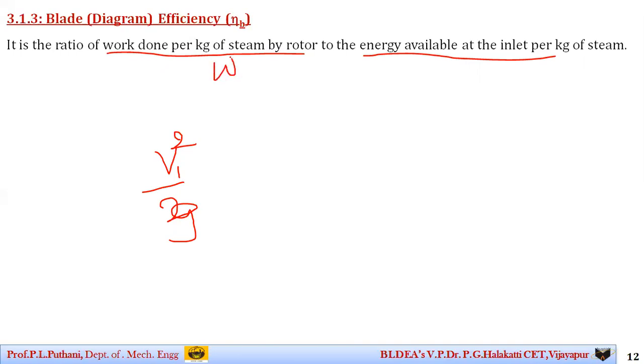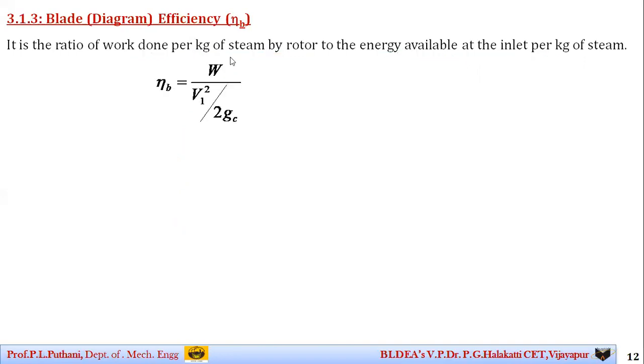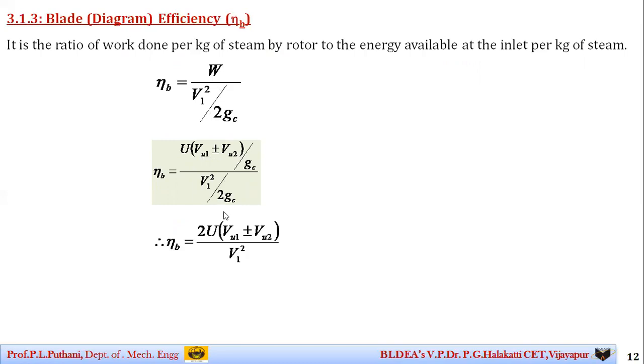So the ratio of these two will give us the blade efficiency, also known as the diagram efficiency. So W by V1 square by 2gc. W is U delta VU, that is U times (VU1 plus or minus VU2) by gc, or I can write it as U delta VU by gc, or on simplification, 2U (VU1 plus or minus VU2) by V1 square. That is, we can write blade efficiency equal to 2U into delta VU by V1 square.